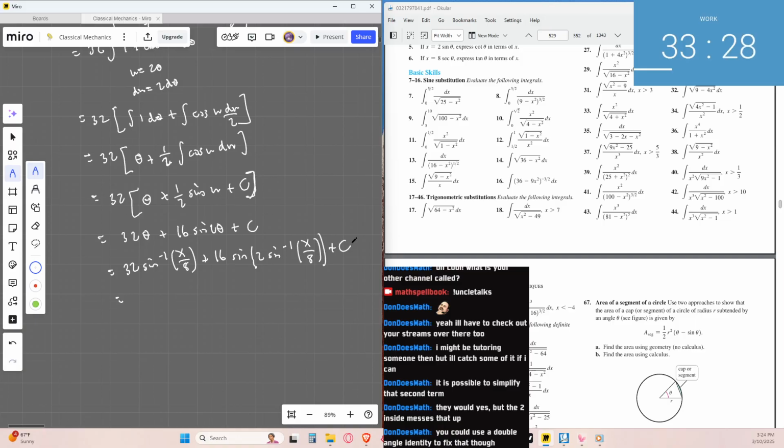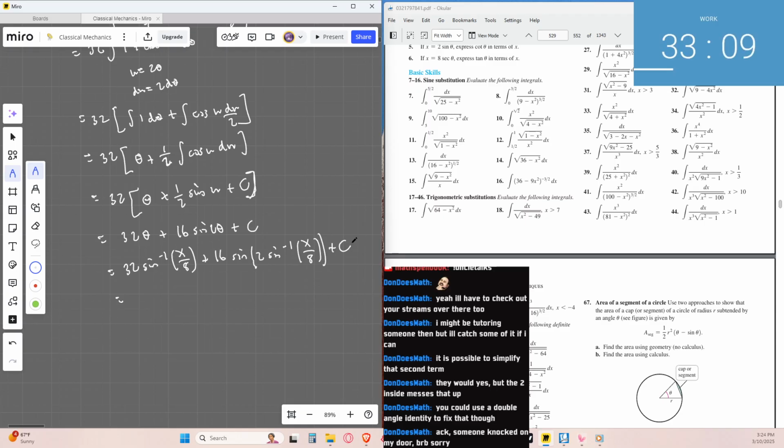Ooh, and we don't have any parameters for x, so you can use the double angle identity to fix that, though. Double angle. No, it's okay. It's okay, Don. Yeah, take your time. I'll just look up what the double angle identity is, because I actually forgot what that one was.